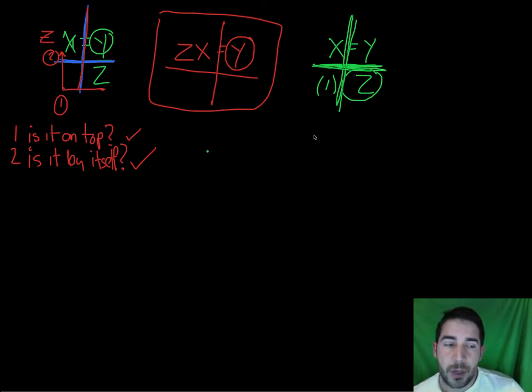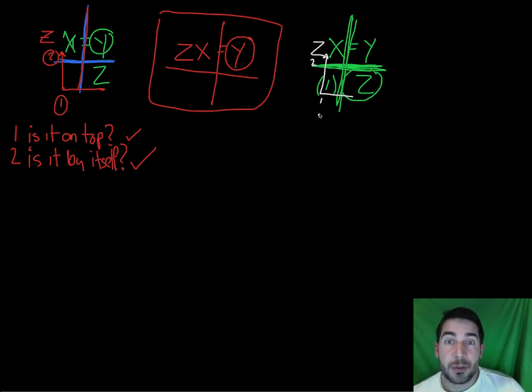So I ask myself the two questions. Is it on top? Is z on top? In this case, no, right? We got to get it on top. So how do you get it on top? You got to move it 2 times. It's on the right, so I move it to the left. It's on the bottom, so I move it to the top. That's 2 times, right? This was once, this is twice. So I get z up here now.